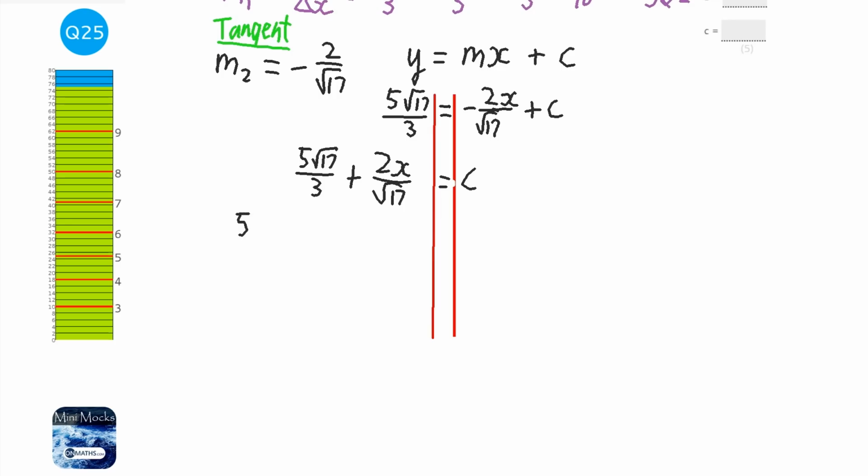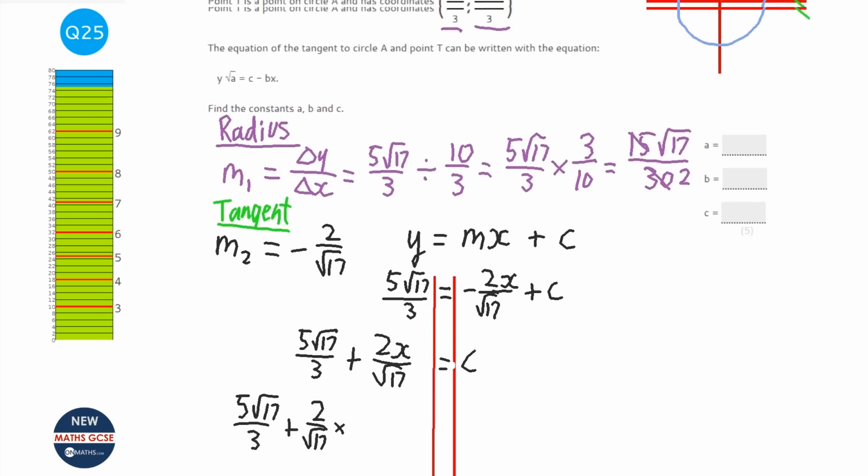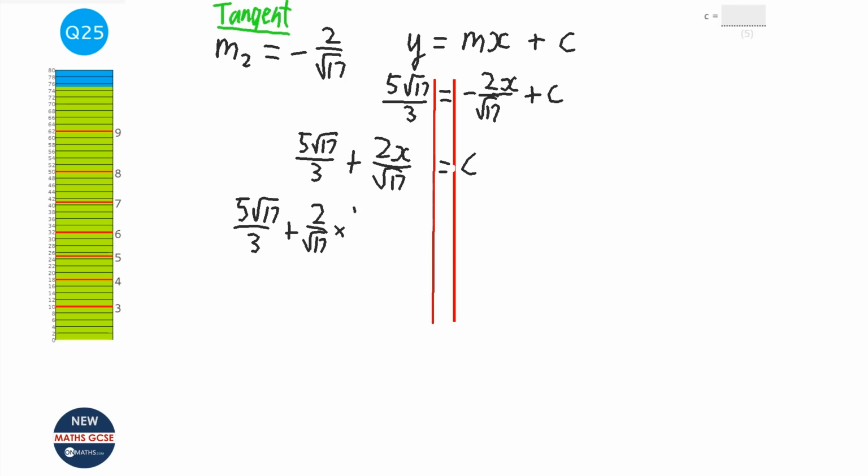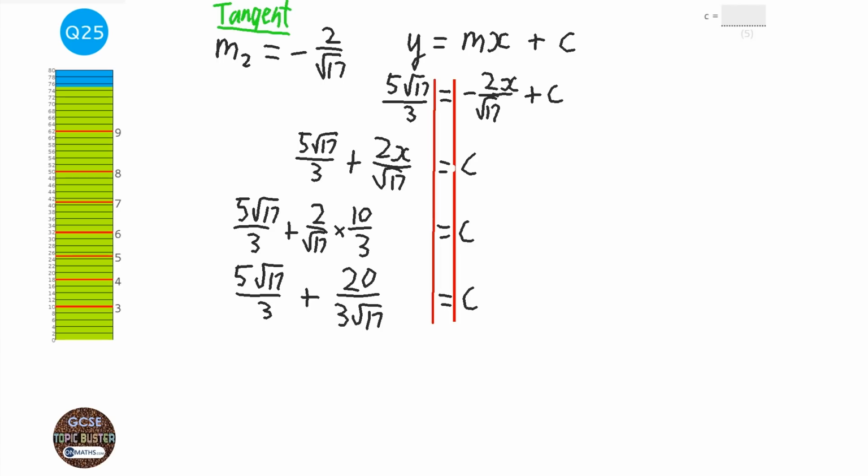So it'd be 5 root 17 over 3 plus 2 over root 17 times, and let me just get that x coordinate, 10 over 3, equals c. So I'm just going to sort that bit out. So 2 times 10 is 20, and then below just 3 root 17. Okay, let's extend these lines a little bit.